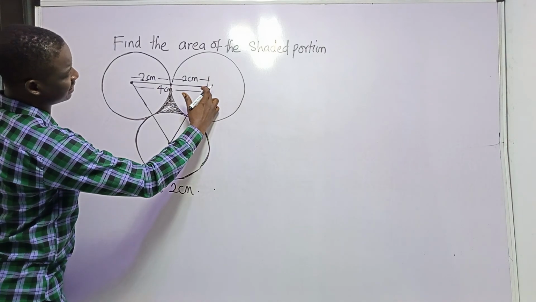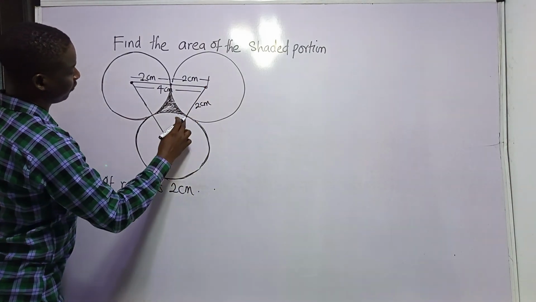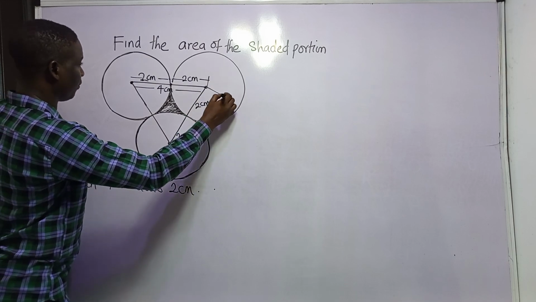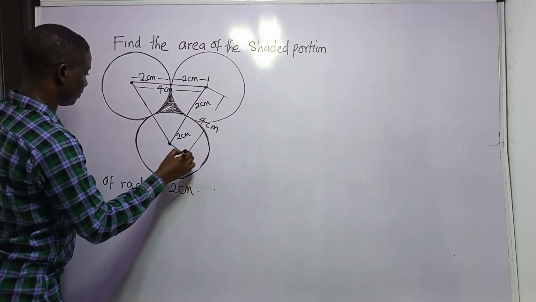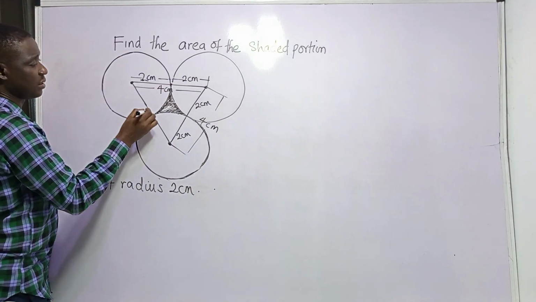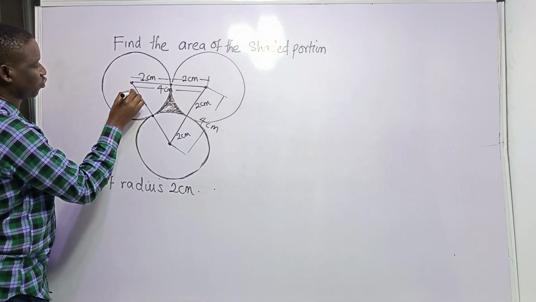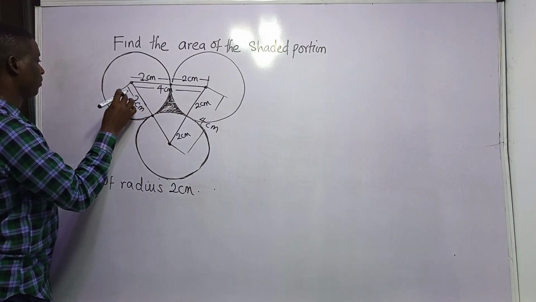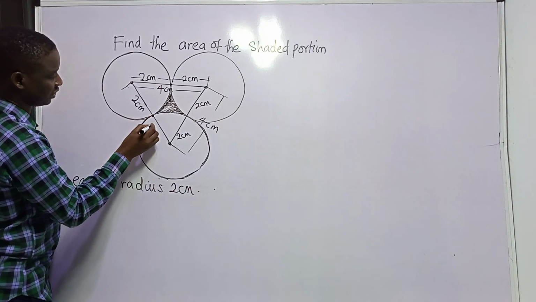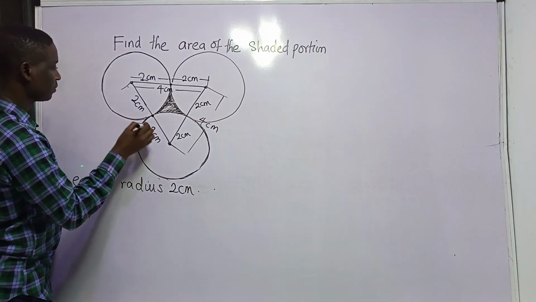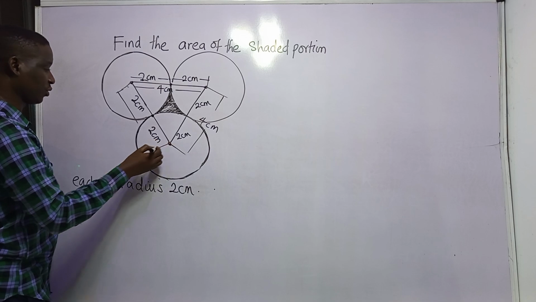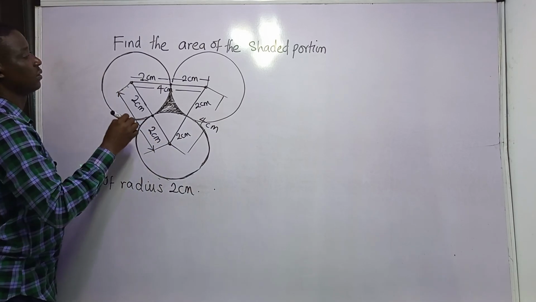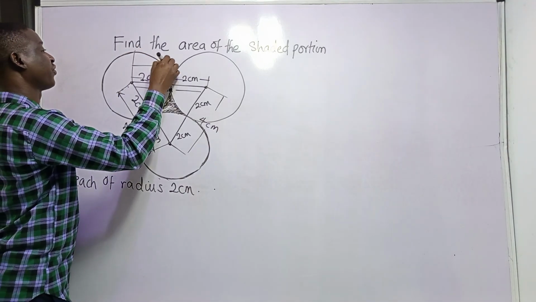Similarly, from here to this place is 2 centimeters, and from this point to this point is also 2 centimeters. All together it will be 4 centimeters. Also, from this point to this point is 2 cm, then from this point to this point is 2 cm also. So from this point to this point is also 4 cm.